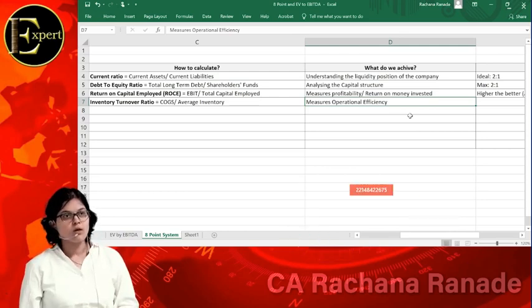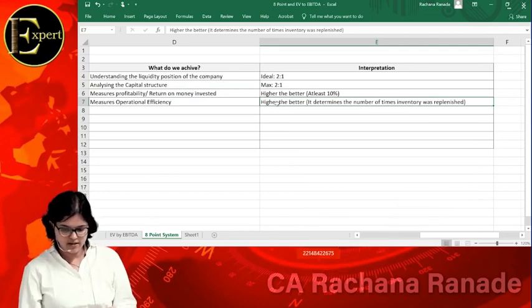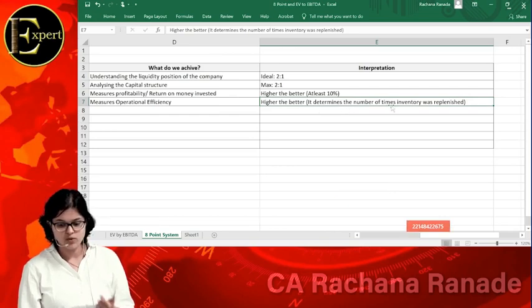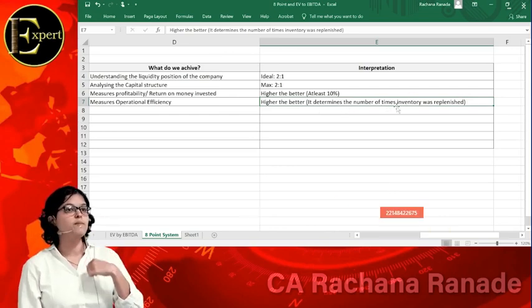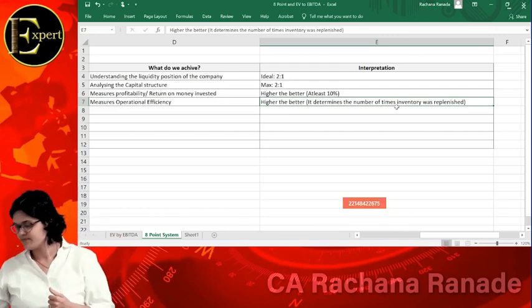Okay, if we move on, next one. Sorry, the interpretation part: higher the better. And if you remember, we talked about this a few minutes ago. It determines the number of times inventory was replenished: manufactured, sold, replenished. Can we go on?